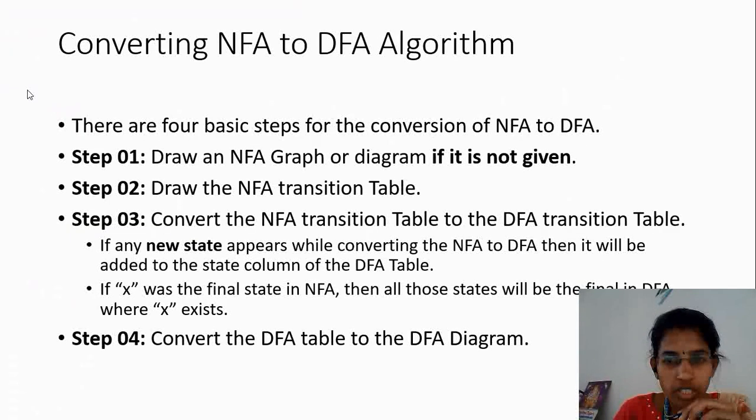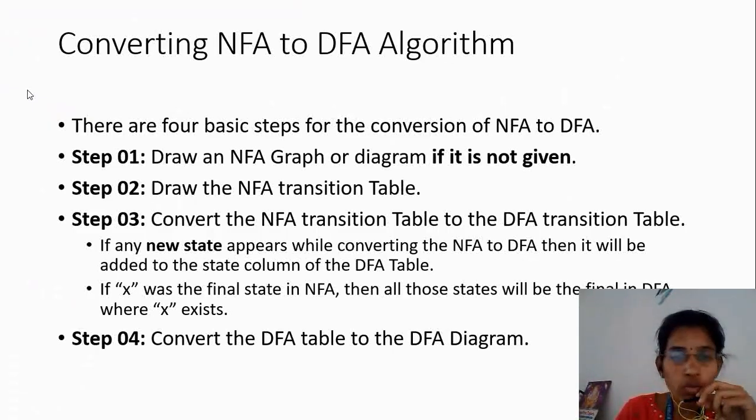A simple introduction: a DFA is nothing but a one-to-one transition. For a single input, we can reach only one state at a time. But a non-deterministic automaton has multiple transitions for a single input. This is the basic concept and the basic difference between NFA and DFA.